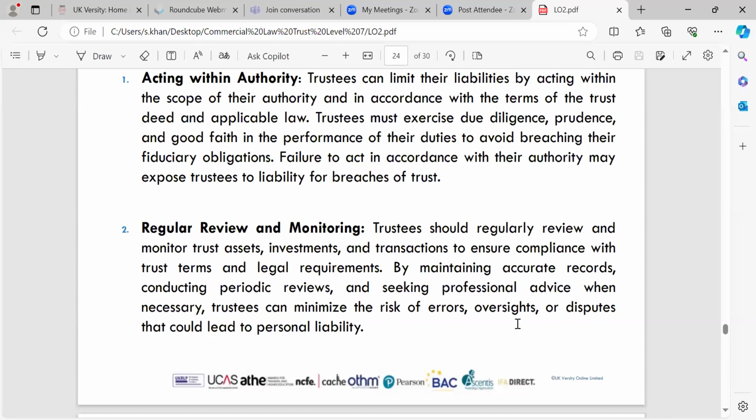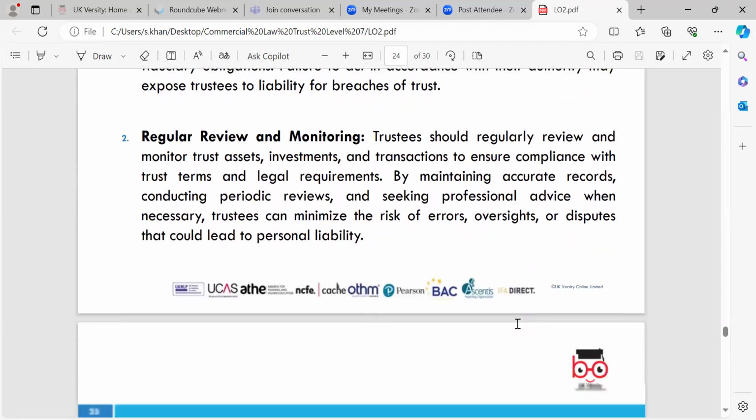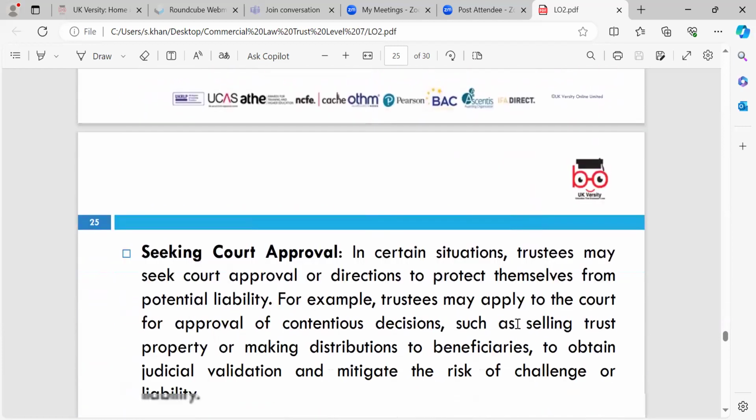Trustees should regularly review and monitor trust assets, investments and transactions to ensure compliance with trust terms and legal requirements. By maintaining accurate records, conducting periodical reviews and seeking professional advice when necessary, trustees can minimise the risk of errors, oversights or disputes that could lead to personal liability.